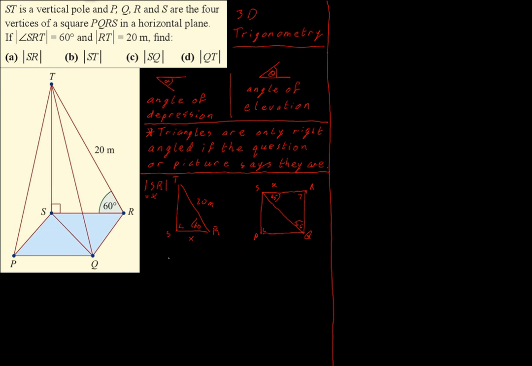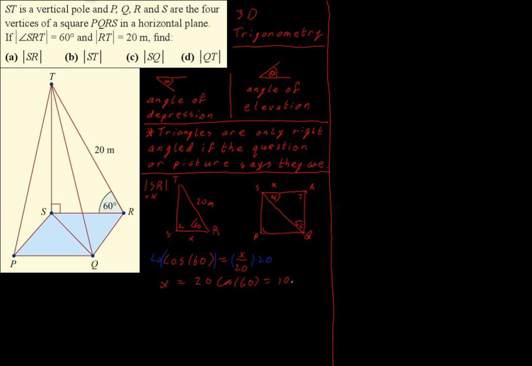So I know that cos of 60 is going to be the adjacent over the hypotenuse. It's going to be x all over 20. Multiply both sides by 20 to rearrange the formula. And I get x is equal to 20 cos of 60. I can throw all of that into my calculator, and I just get 10.